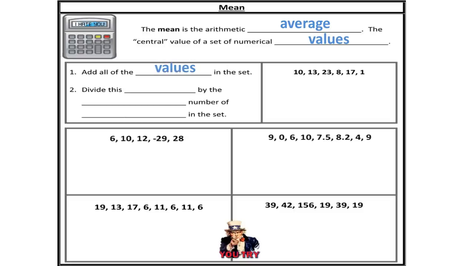So I have a set of values: 10, 13, 23, 8, 17, and 1. I'm going to add them all up. I get a total of 72.